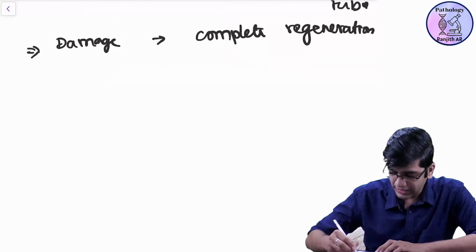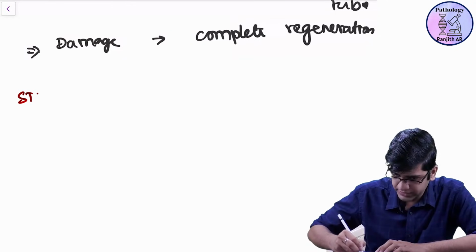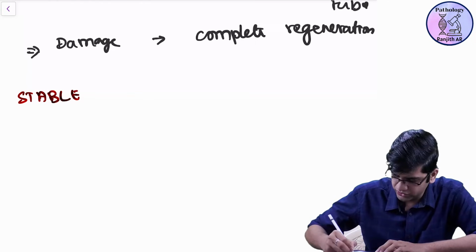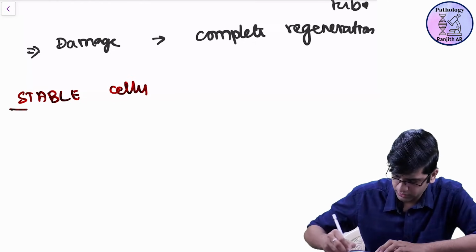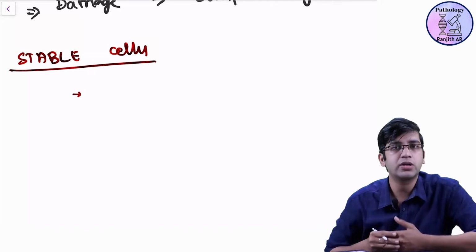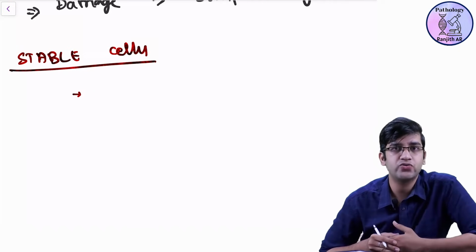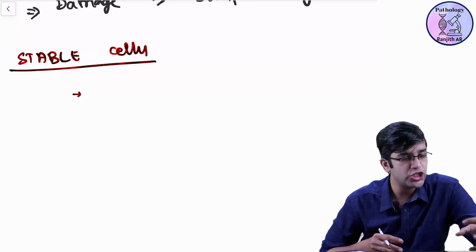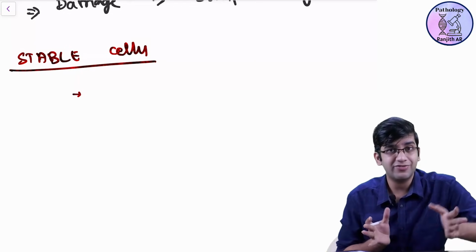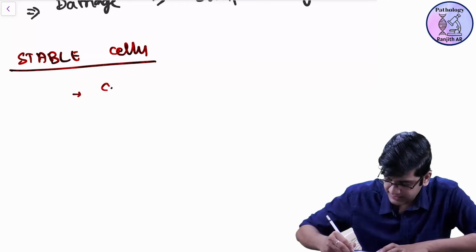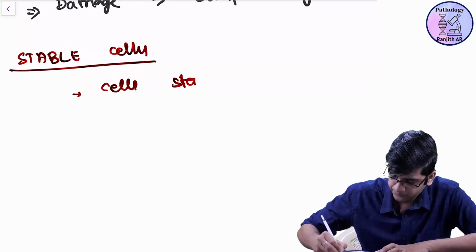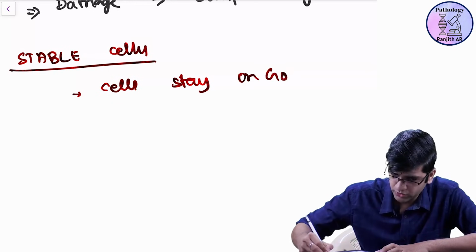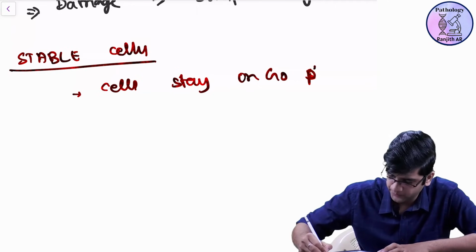Then we'll see what happens to the next group of cells, called stable cells or stable tissues. These cells are not continuously dividing. They are in the G0 phase of the cell cycle. We will read about the cell cycle in the neoplasia chapter. They are not dividing. They are in a resting phase. These cells stay in G0 phase of the cell cycle.